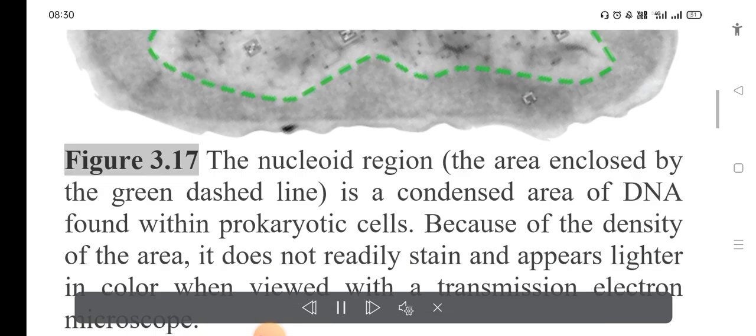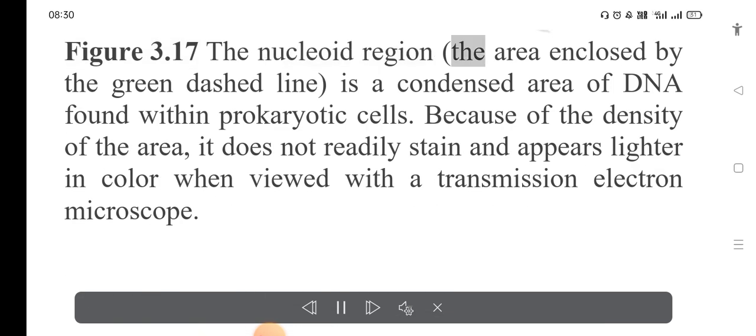Figure 3.17: The nucleoid region, the area enclosed by the green dashed line, is a condensed area of DNA found within prokaryotic cells. Because of the density of the area, it does not readily stain and appears lighter in color when viewed with a transmission electron microscope.